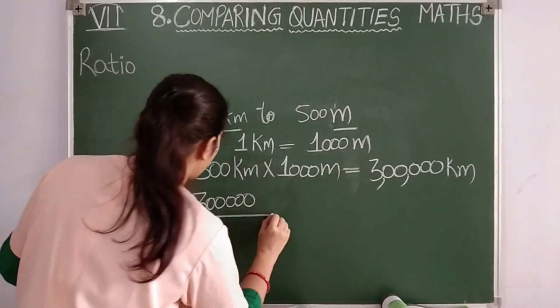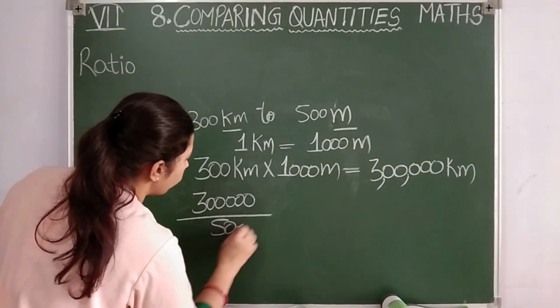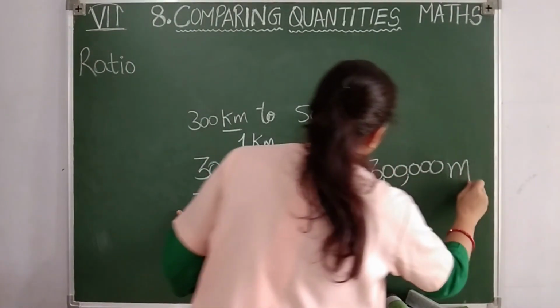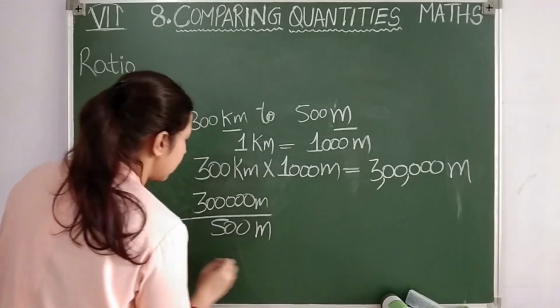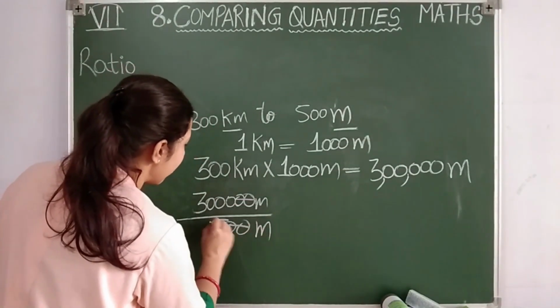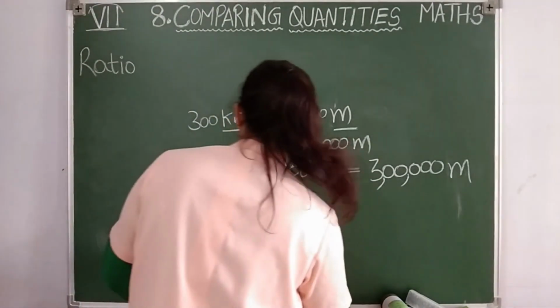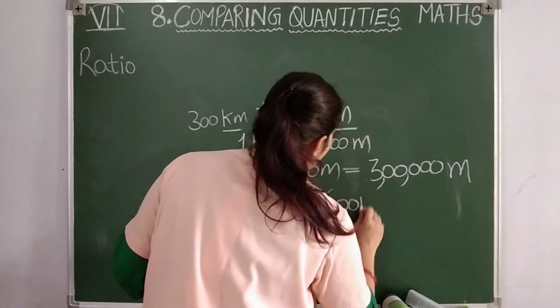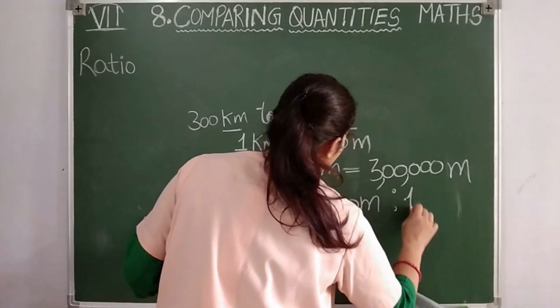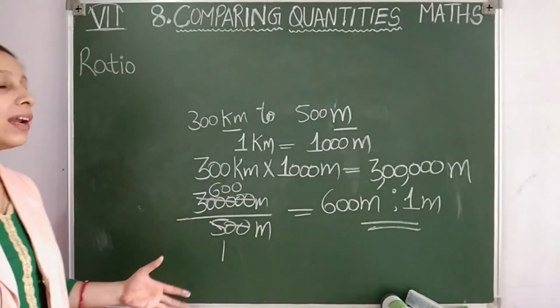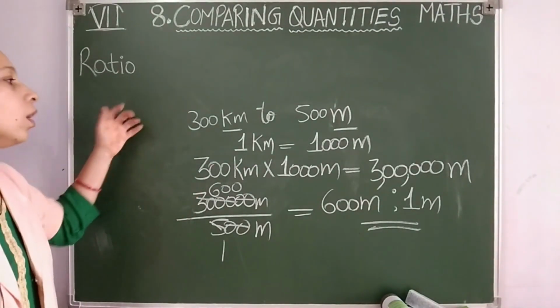Now we can simply compare 3 lakh upon 500. Both are in meters. Sorry, here it will be meters. We have converted it into meters. Okay, now see, 0, 0 cancelled. 5 ones are 5, 5 sixes are 30. I got 600 here. So 600 meters is to 1 meter. Understood students? Like this we compare quantities using ratio.